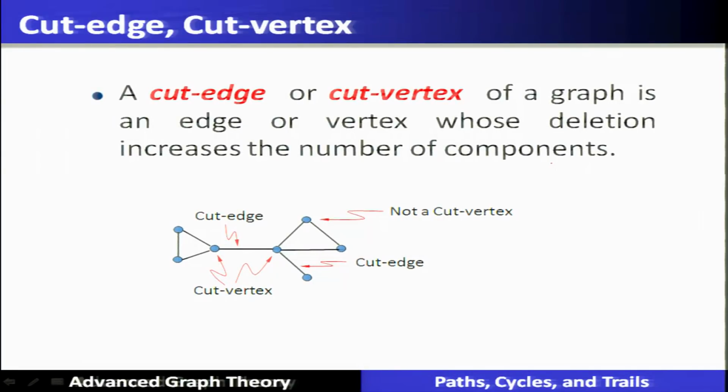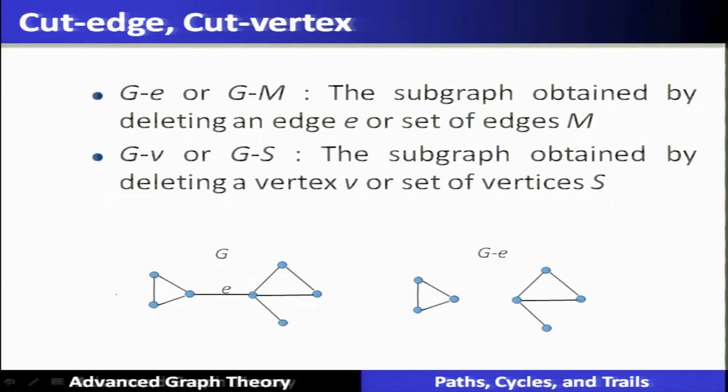A cut edge or a cut vertex of a graph is an edge or a vertex whose deletion increases the number of components. So if there is a cut edge, then the number of components will be increased by 1 if it is removed. If it is a cut vertex and it is removed, the number of components will be increased by many, maybe more than 1. So take this example: if you remove this particular cut edge, this graph will now have 2 components. Similarly, if you remove this particular vertex, how many components will come out? This is 1 component, 2 components, and this will be 3 components. So whenever a cut vertex is removed from a graph, the number of components can increase by many, as we have seen here.